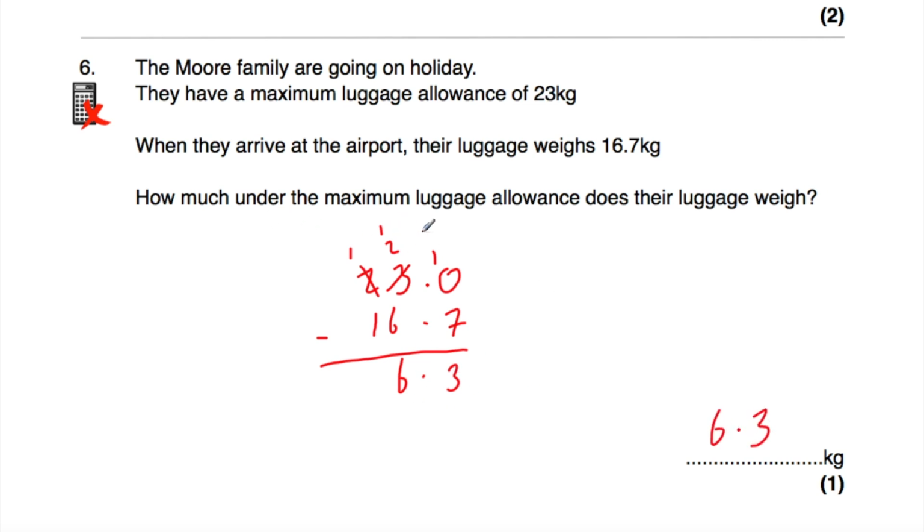So how much under the maximum luggage allowance does their luggage weigh? 6.3 kilograms. And because they're going on holidays, that means they can buy 6.3 kilograms worth of souvenirs to bring back home with them. Okay, let's have a look at our next question, question number 7.